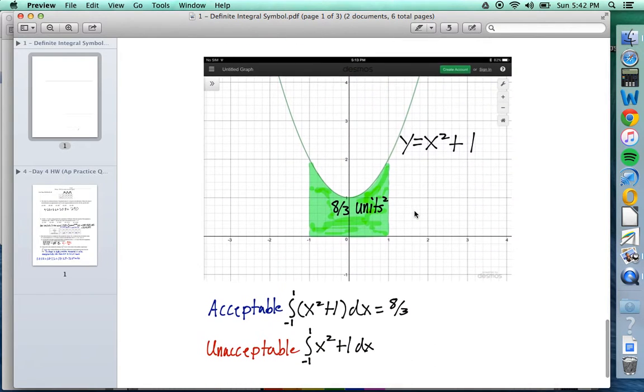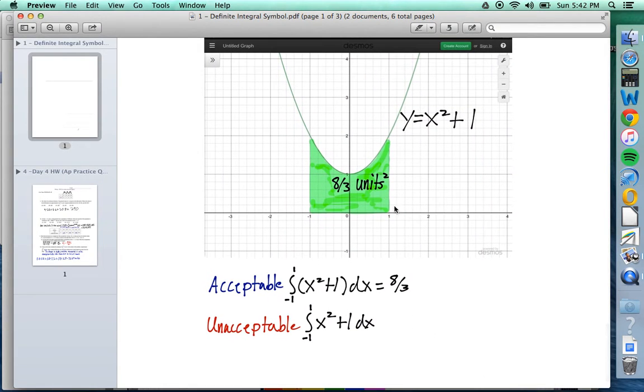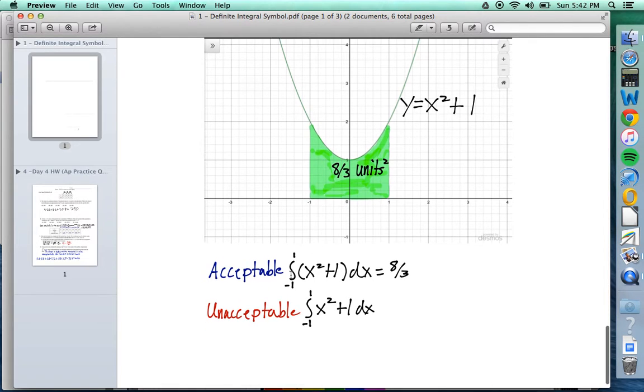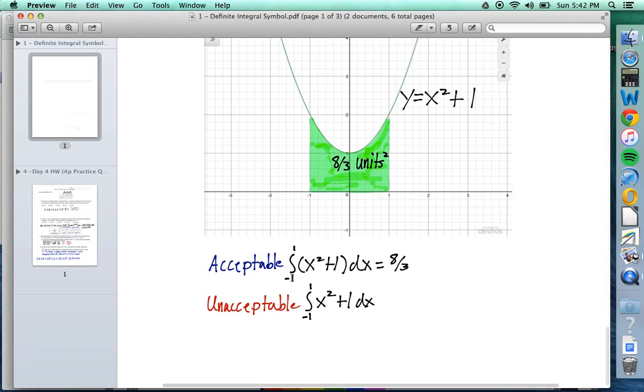And let's look at one other thing about this symbol, how to write this symbol out. So I use my calculator again to work out the area from -1 to 1 for x squared plus 1. And it came out to 8/3 units squared, or square units. It would be acceptable to say, well, then the integral from -1 to 1 of x squared plus 1 quantity dx equals 8/3. That's fine.